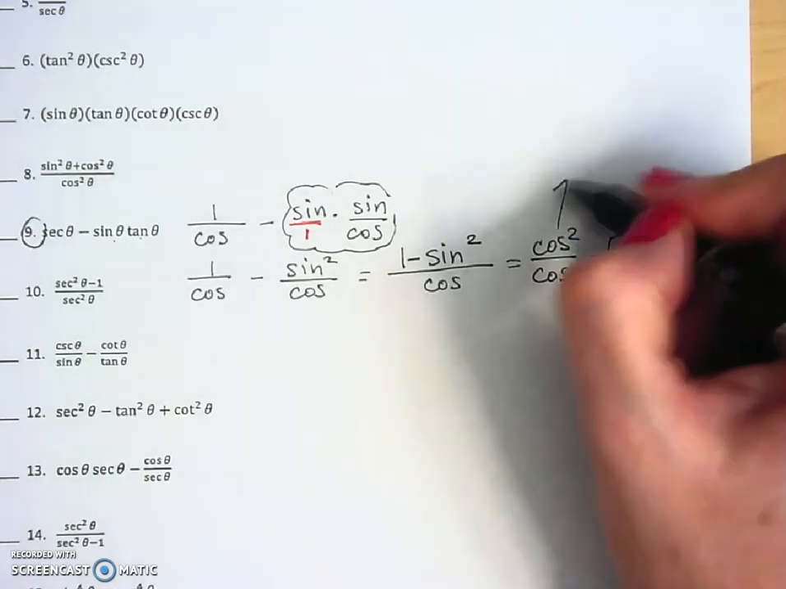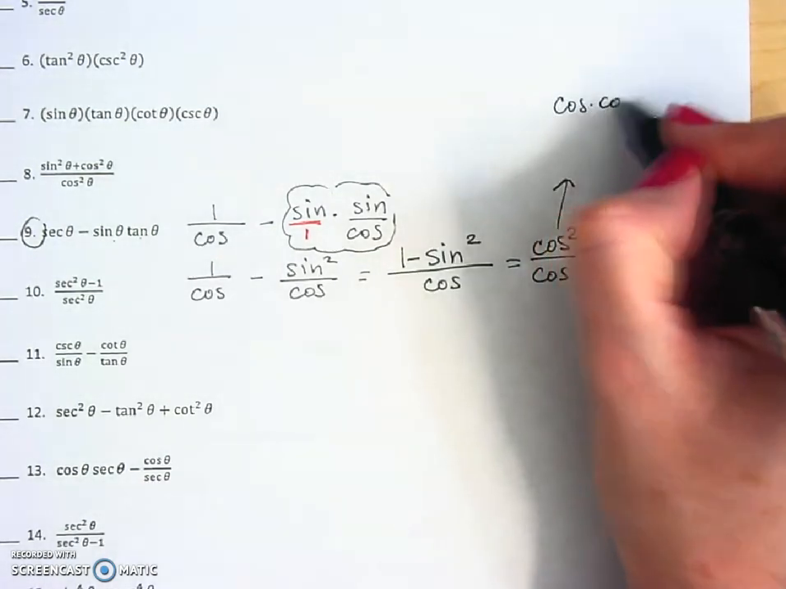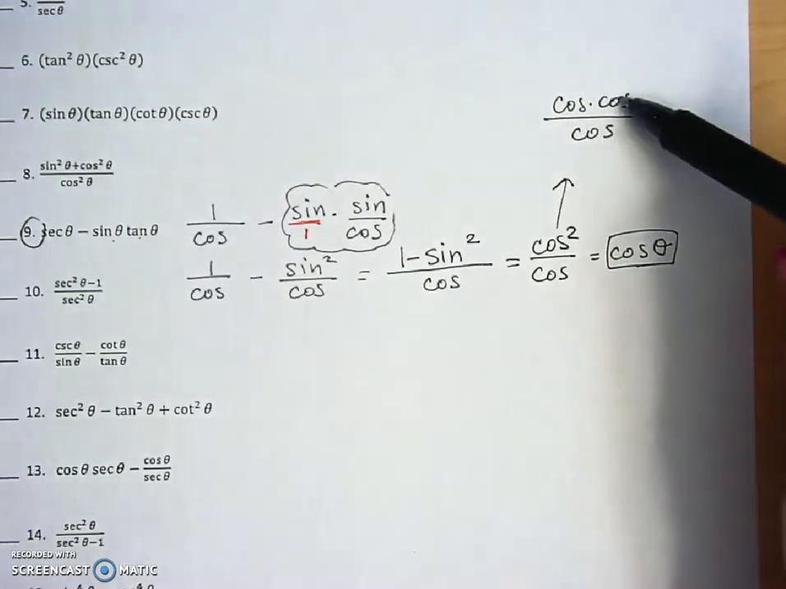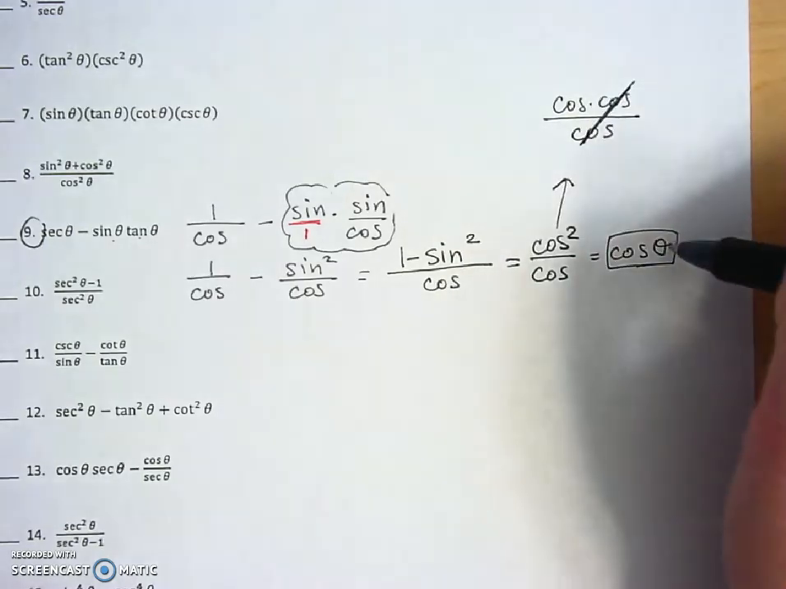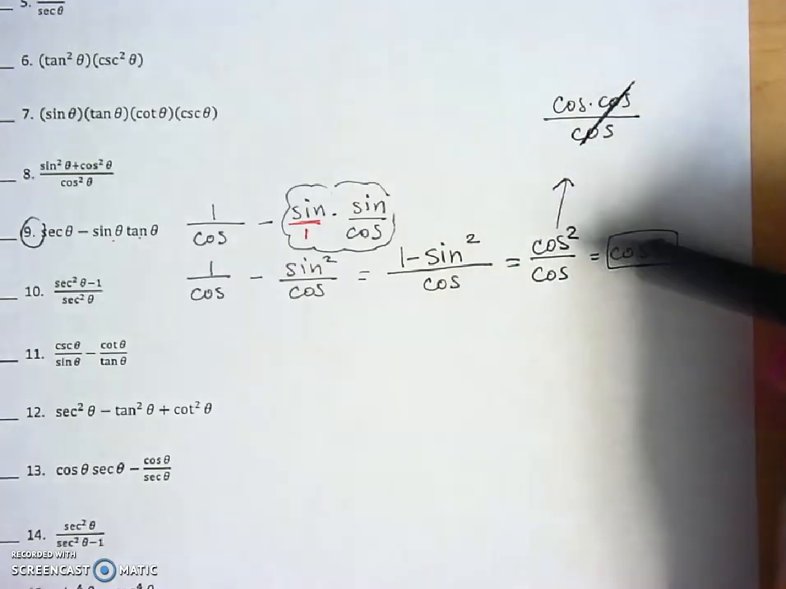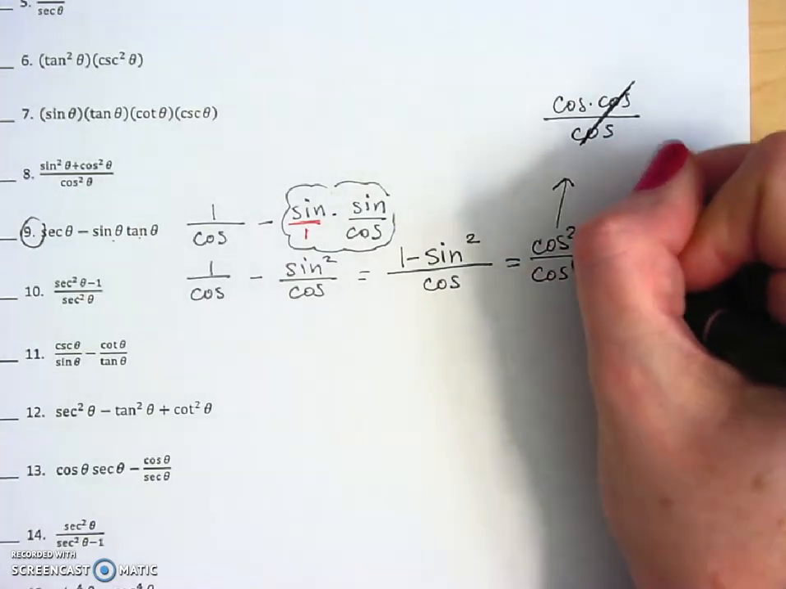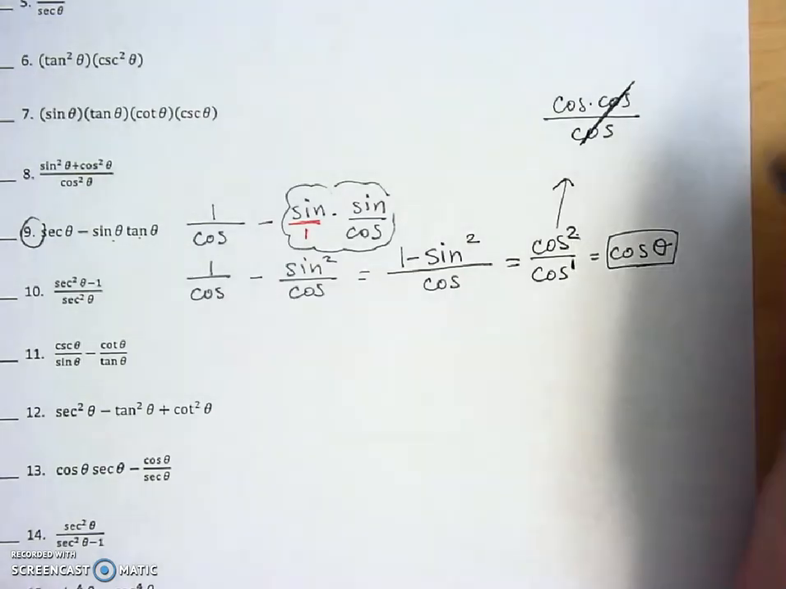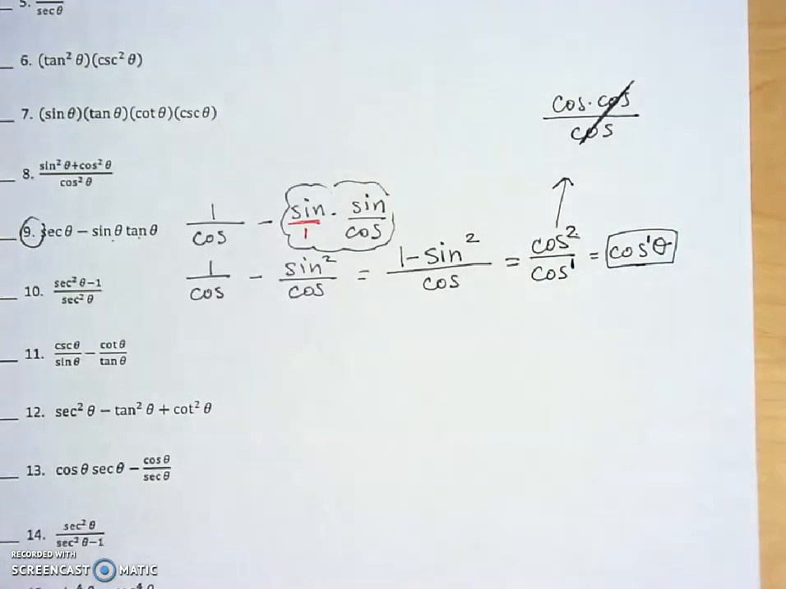That's basic exponent math, but if you want to see it in a little more detail, cosine squared is cosine times cosine. I can cancel one pair of those, and that leaves me just with cosine. Another way you can think about it is when dividing expressions with exponents, you are subtracting the exponent. So 2 minus 1 is just cosine to the 1, or just cosine theta.